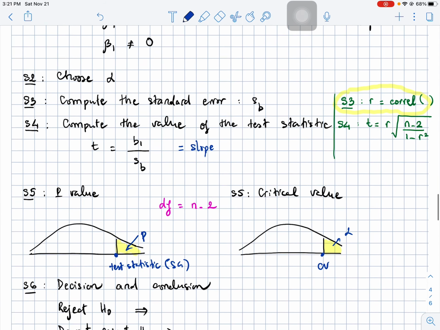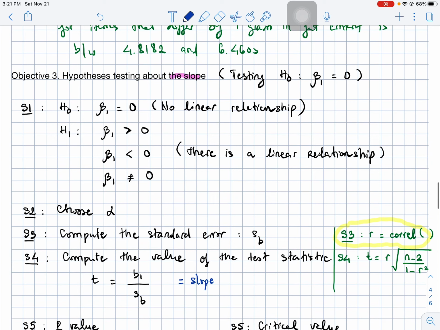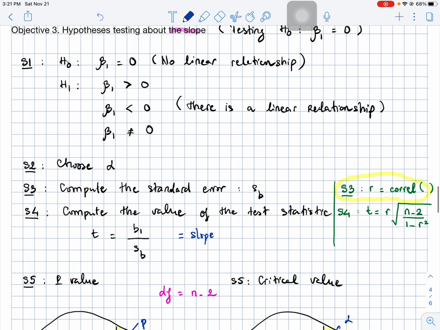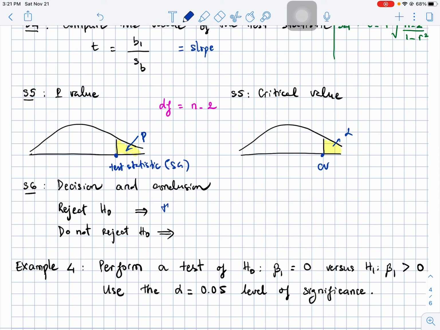If we reject the null, we go back to the null and cross out the null. We will have that there is a linear relationship. And if we do not reject the null, that means there is no linear relationship.